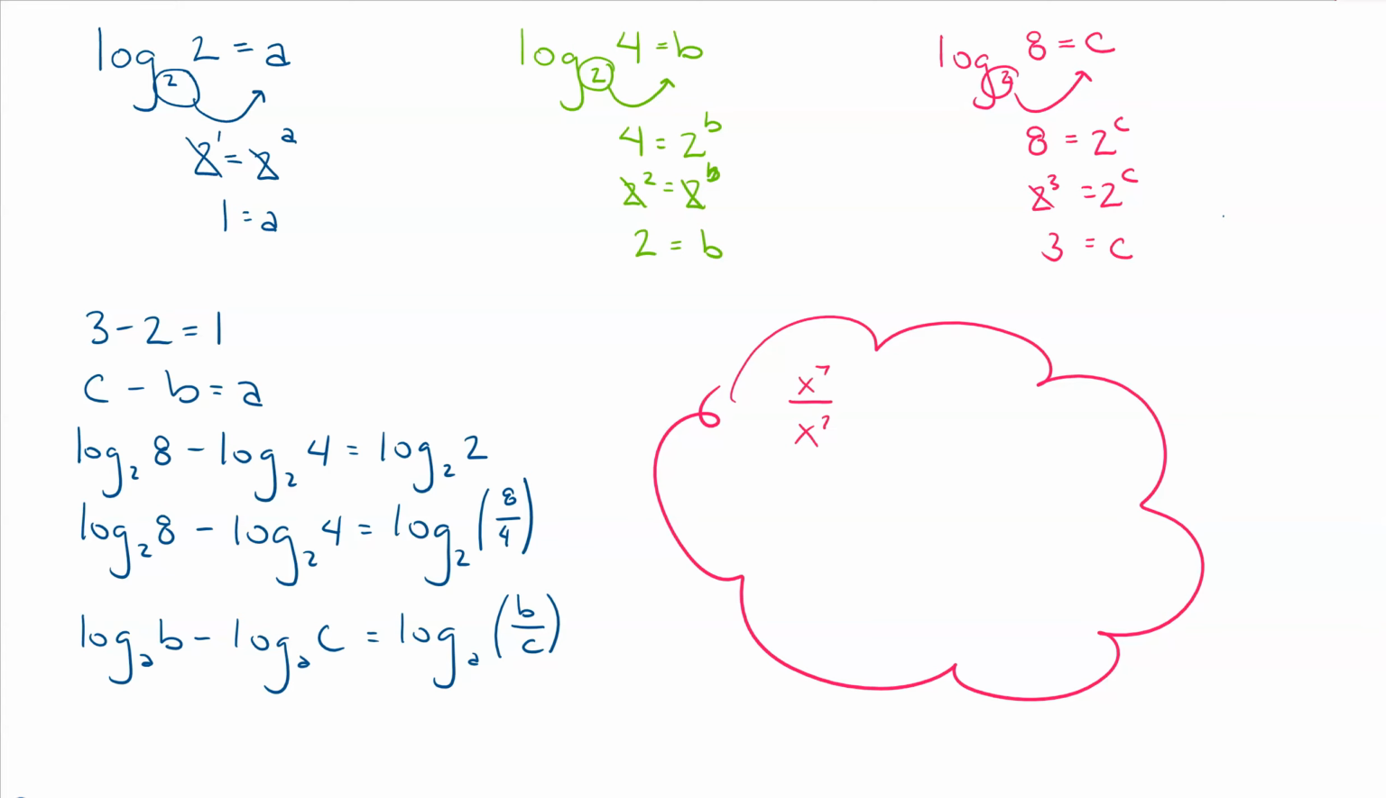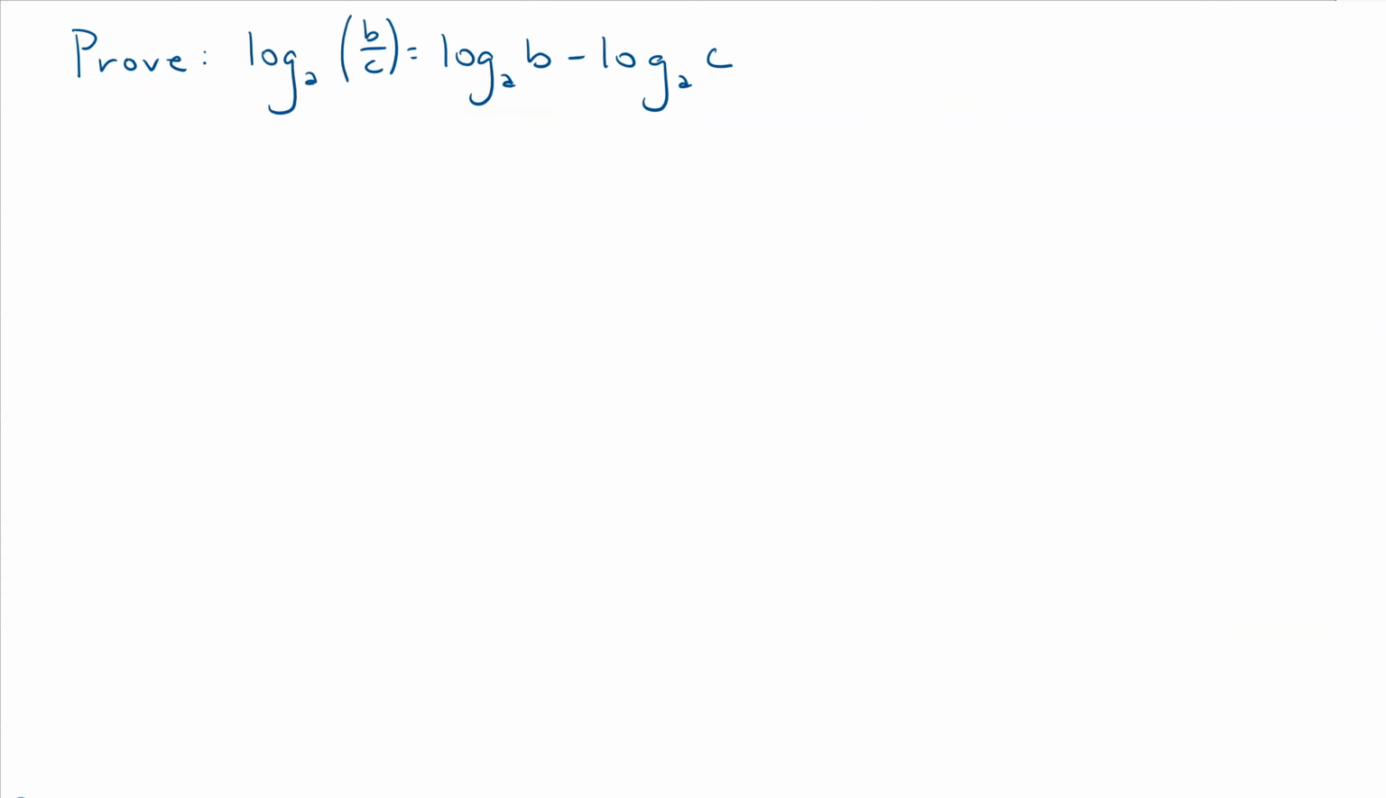say x to the 7 over x to the 2, you subtract the exponents. That's going to be x to the 7 minus 2. We would have x to the 5. 10 to the 10 over 10 to the 3 is going to be 10 to the 7. In other words, a to the b over a to the c is going to equal a to the b minus c. This proof very closely mimics the proof that we just did.